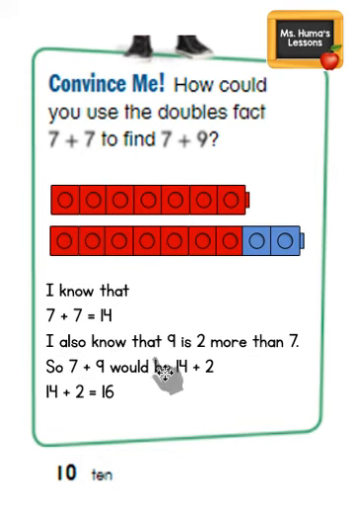I also know that 9 is just 2 more than 7. So if 9 is just 2 more than 7, then the sum of 7 plus 9 would be just 2 more than 14. Or we can write, 7 plus 9 would be 14 plus 2. We have added only 2 more here, so the sum would be only 2 more than this sum. So we can see that 14 plus 2 is 16.